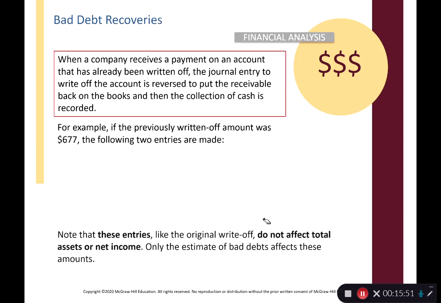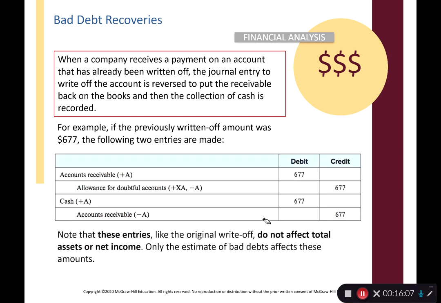Bad debt recoveries happen sometimes, and what that is when we think we are not going to get money from a customer and we write it off, but then later on the customer surprises us and they pay us the money. Then effectively all we do is reverse the write-off that we previously made. So remember, the write-off was debit allowance, credit receivable, so we do the opposite. We say, whoopsies, we made a mistake, and we put the asset receivable back on the books and the allowance back on the books because we were wrong. It wasn't that customer that was a deadbeat after all. So we reverse the write-off, and then we record the collection of cash. The collection of cash is going to make our asset cash go up and our receivable asset go away.